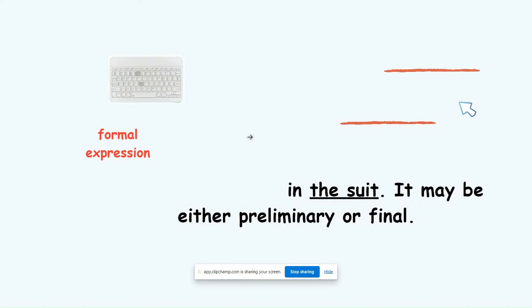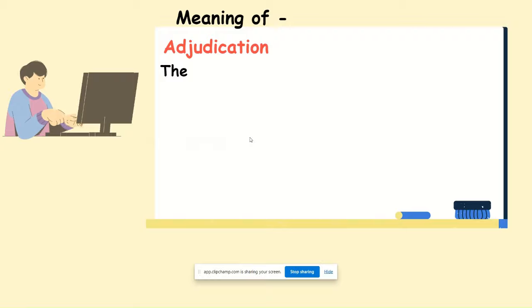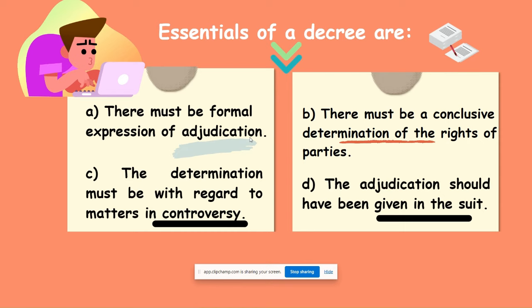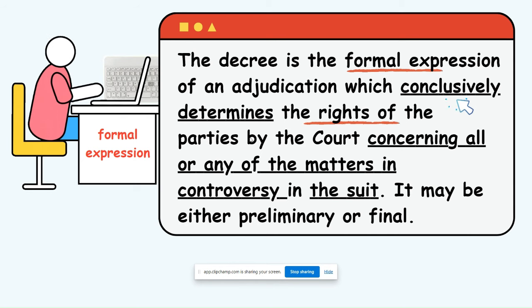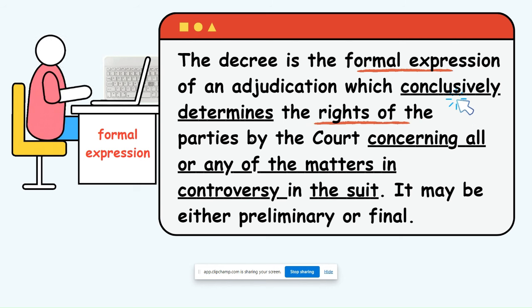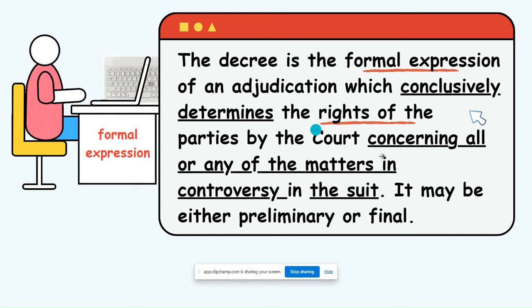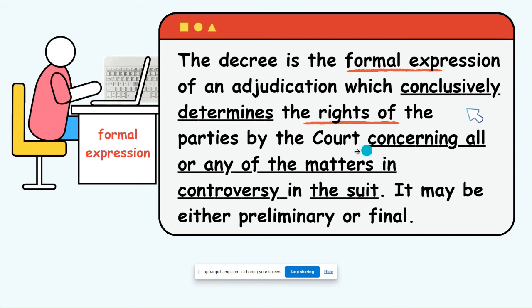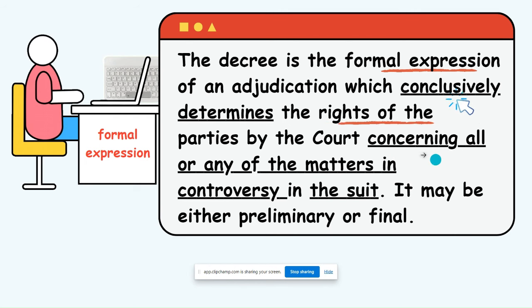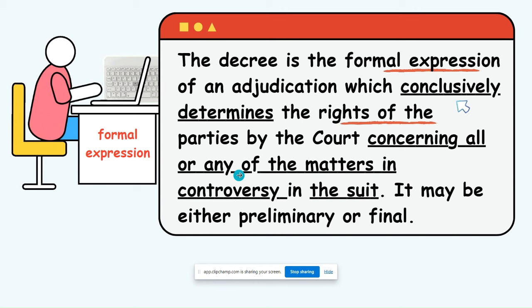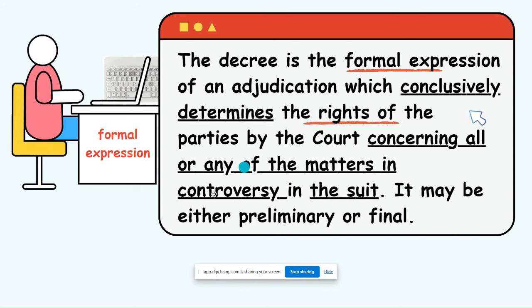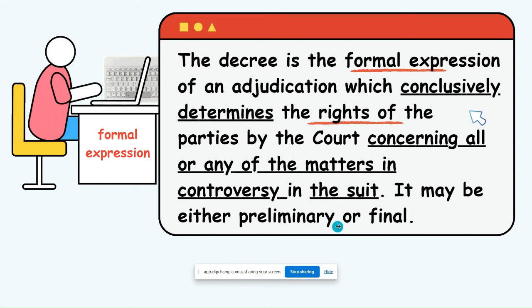Now if we talk about the exact definition, we can see that the decree is the formal expression of an adjudication which conclusively determines the rights of parties by the court concerning all or any of the matters in controversy. वो सभी हो सकते हैं या इसमें से कोई मैटर के ऊपर भी राइट्स डिसाइड हो सकते हैं. It may be either preliminary or final.